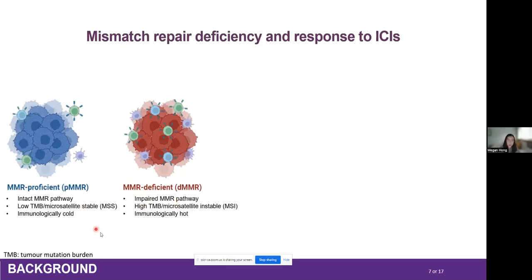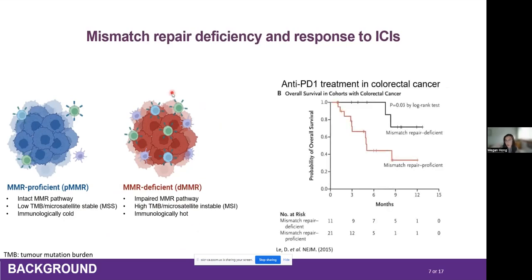And these are the types of tumors that tend to respond well to immune checkpoint inhibitors. That could be seen with sporadic colorectal cancer, where about 15 to 20% of patients can be categorized as mismatch repair deficient, where with the treatment with anti-PD-1, the overall survival in these mismatch repair deficient patients tends to be much higher compared to mismatch repair proficient patients.